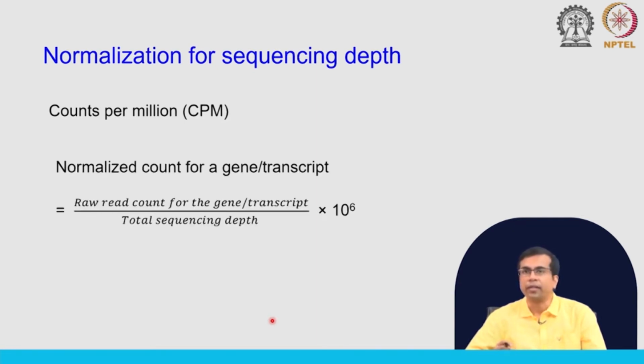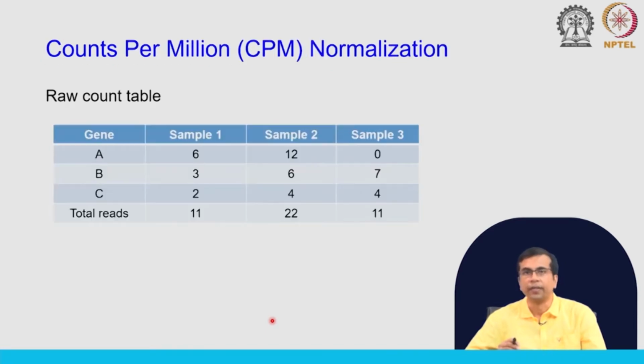And then this is the very simple formula. You have the normalized count for a gene or transcript. Here the normalized count is calculated from the raw count using this formula: the raw read count for the gene or the transcript divided by the total sequencing depth, times 10 to the power 6. So, this is counts per million. We have to multiply with 10 to the power 6. Let us do this operation here.